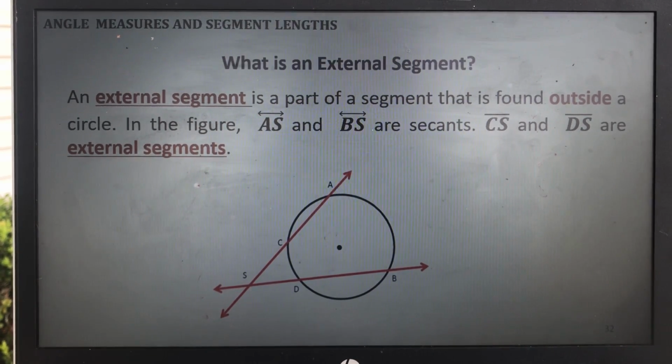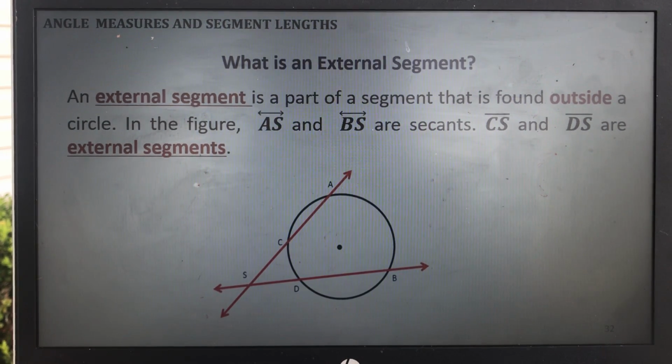Today we will continue with Unit 6, Lesson 6, secants, tangents, and angle measures, specifically Theorem 7 and 8. But before we move on with Theorem 7, there is a concept we need to discuss first, and it's the concept of an external segment. So what is an external segment? An external segment is said to be a part of a segment that is found outside a circle.